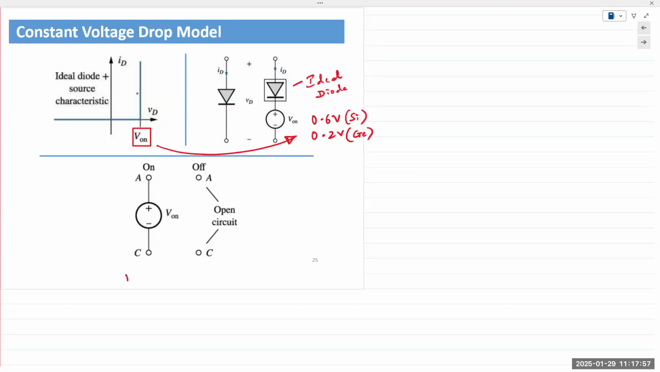So in forward bias, we would say the diode is on and it drops 0.6 volts across its terminals. The voltage source will have a plus at the anode and a minus at the cathode. And then in reverse bias, it's the same as before: you simply replace it with an open circuit.